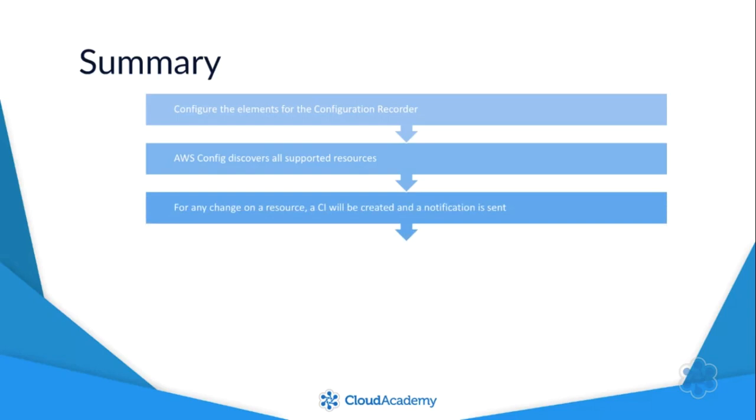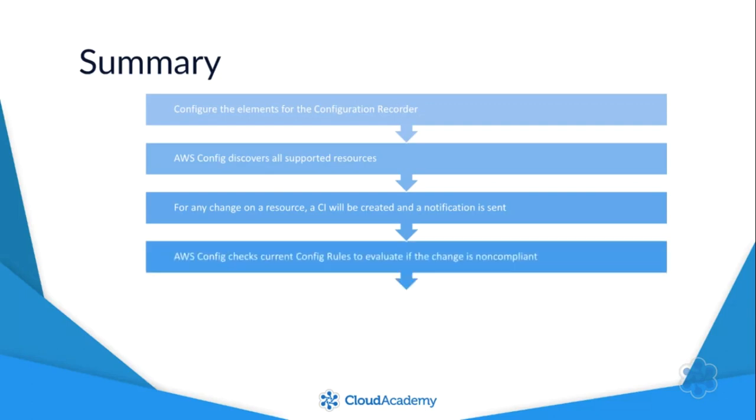When a create, change or delete against a resource is made, a CI will be created for this change and a notification will be sent to the configuration stream regarding the new CI. Also, following this CI, AWS Config will check its current config rules to evaluate if the change has made a resource non-compliant. If the evaluated state changed for the resource, a notification will be sent to the configuration stream. Your config rules can also be configured to run periodically, and so they will run at a set given time period regardless if there have been any changes to resources.